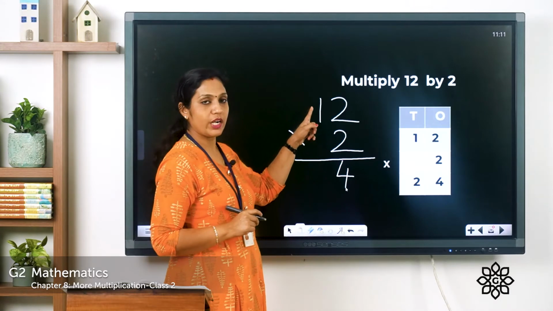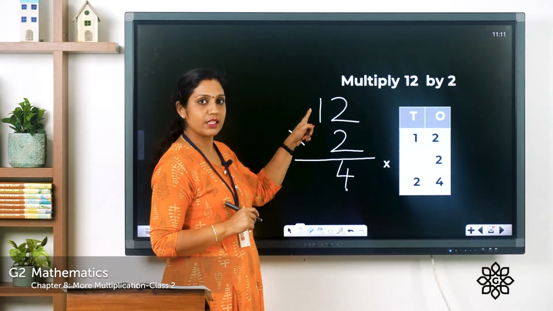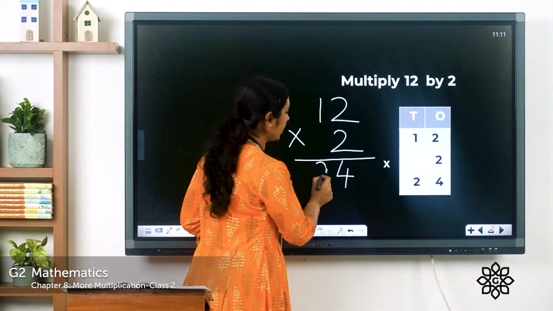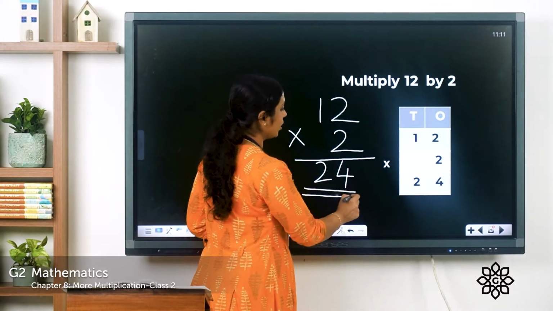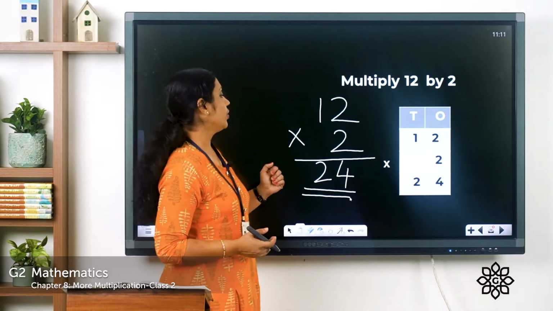Next we have one more number remaining. So we have to multiply 2 with 1 in the tens place. So 2 1s are 2. That write it here in the tens place and you get the answer 24. So how much is 12 by 2? It is 24.